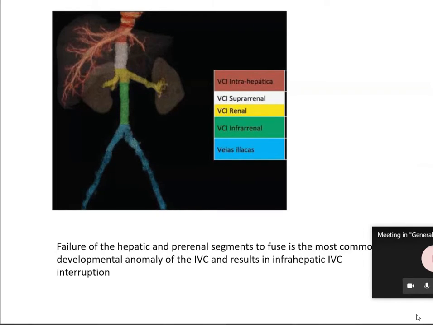Okay. It is usually an infrahepatic IVC interruption. The hepatic and the pre-renal segments fail to fuse. That fusion is not happening. That is why this anomaly occurs. Okay. You understood, no?